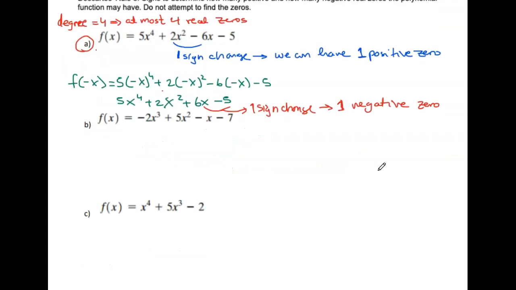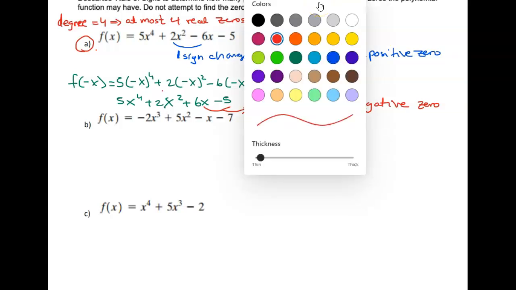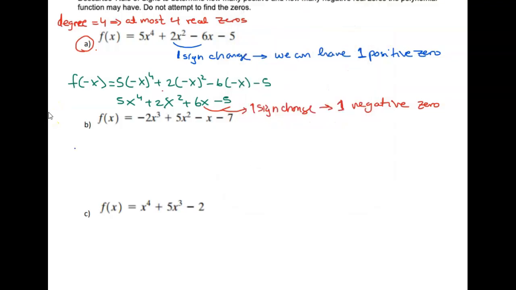All right, let's look at part B. So we're going to do the same thing. So figure out the maximum number, so count the sign changes in the original function and in f of negative x, and kind of get an idea of how many zeros we're looking for. All right, so you can see that we're sort of preparing to find the zeros, but we're not there yet. Okay, so this has degree 3. Okay, so that we have at most 3 real zeros.